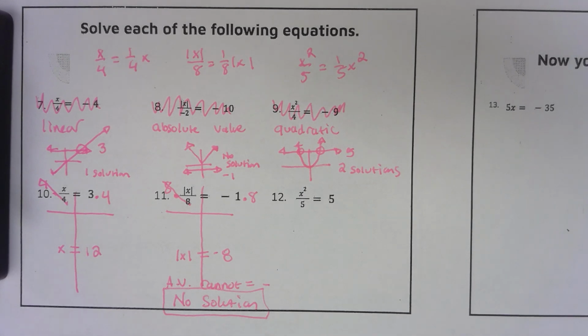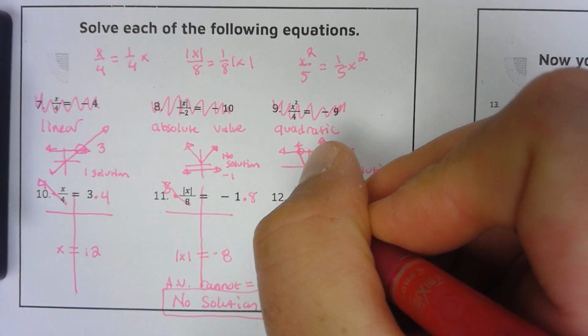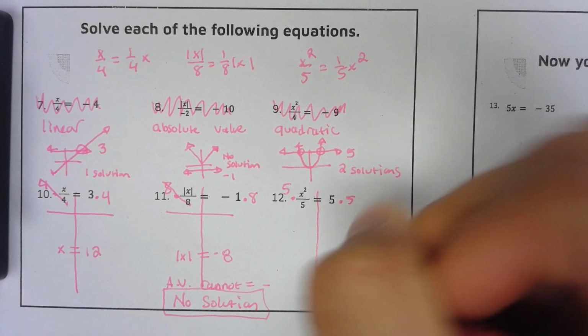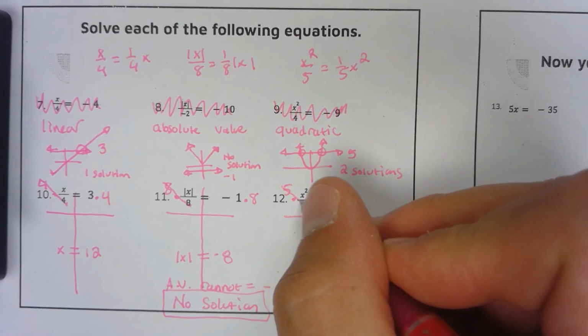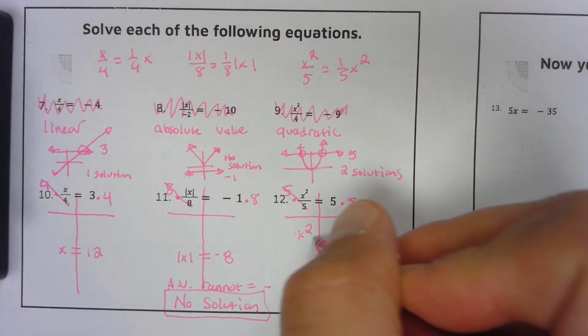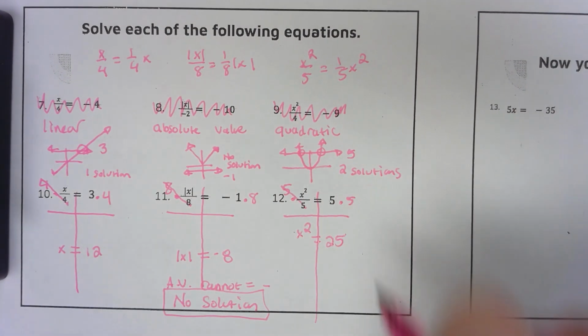All right, last one. Let's just simply think about, let's undo the operation and not think about what the numerator needs to equal. So I have x squared divided by 5. I can undo dividing by 5 by multiplying by 5. That gets rid of the dividing, giving me just x squared, and it equals 25.